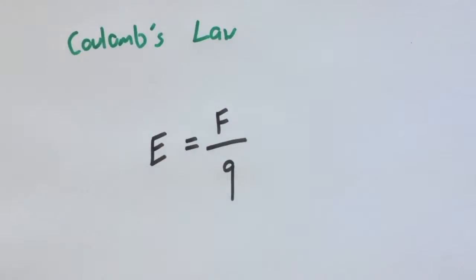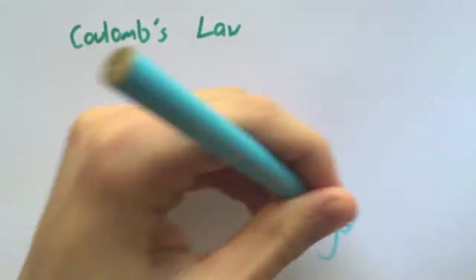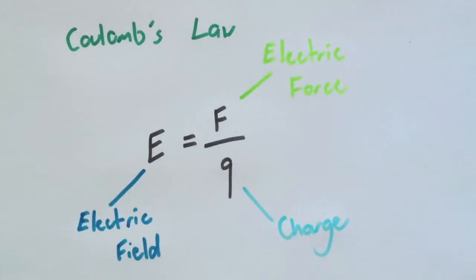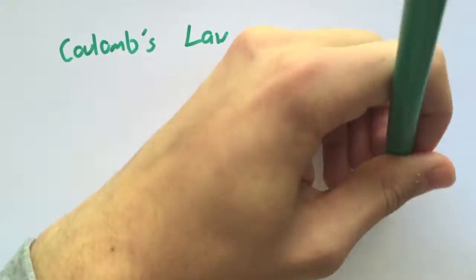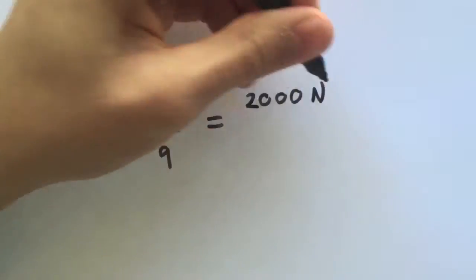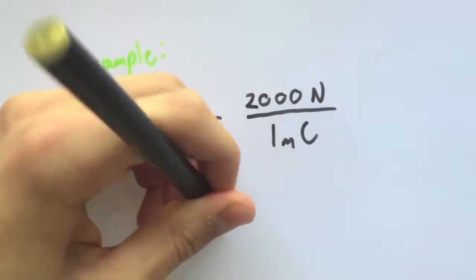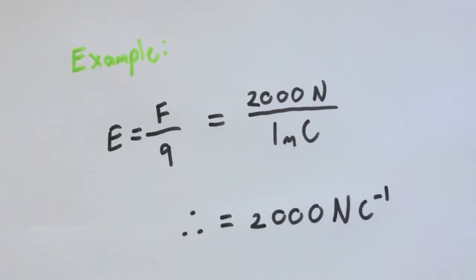Coulomb's law states that in order to find the electric field, you must divide the electric force by the charge. The units for this is newtons over coulombs. An example would be if we had a force of 2000 newtons and a charge of 1 millicoulomb, the answer would be 2000 newton coulomb to the power of -1.